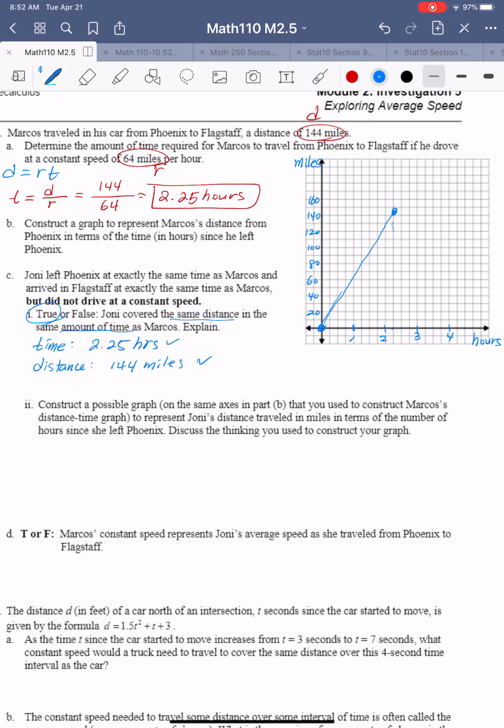And then number 2, construct a possible graph on the same axis in part B that you used to construct the Marcos distance-time graph to represent Johnny's distance traveled in miles in terms of the number of hours since she left Phoenix. Discuss the thinking you used to construct your graph. Even though she takes the same hours and same distance, her speed was not constant. It was different.